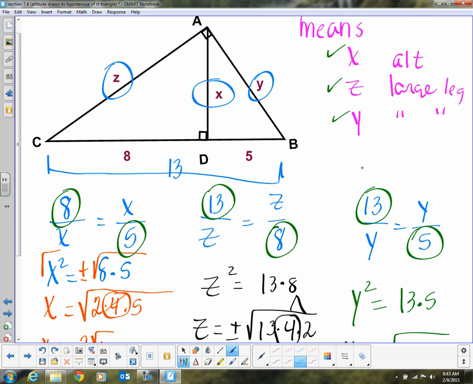Homework! Back table. When I don't collect it in class, you put it on the back table. Homework, back table.